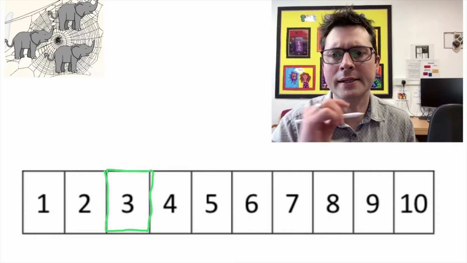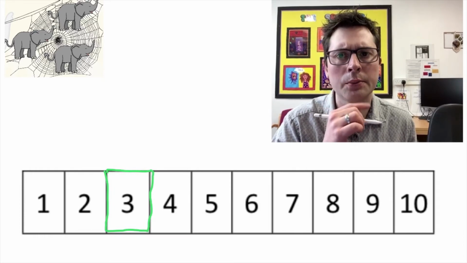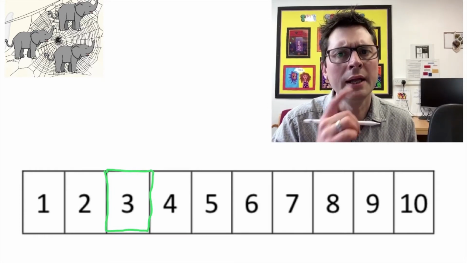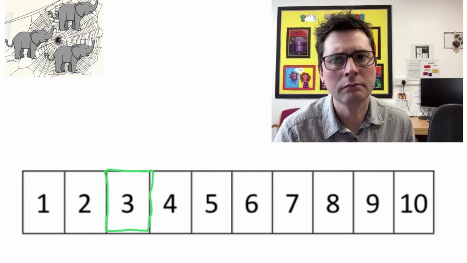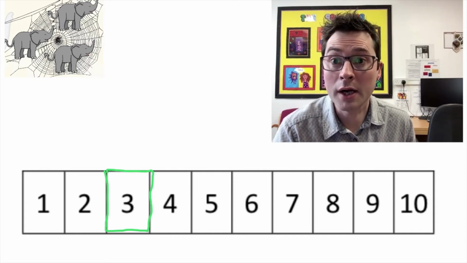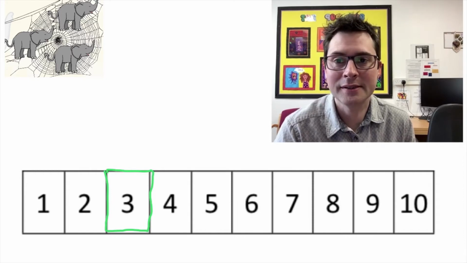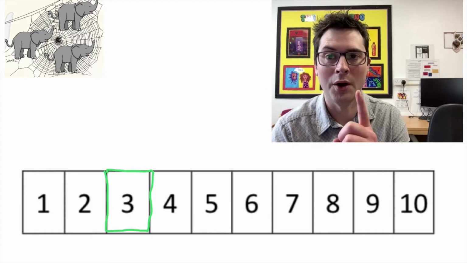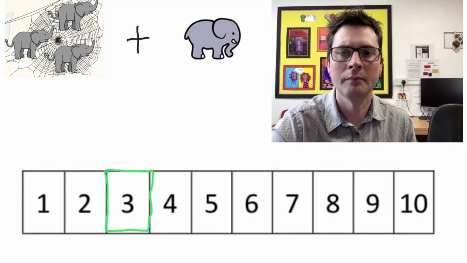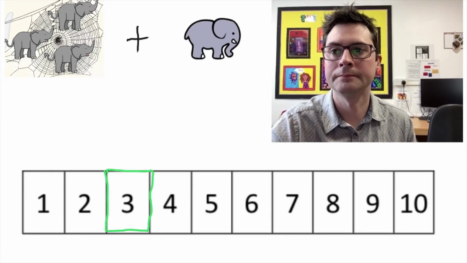So there is the numeral 3. Now what happened in the story? That's right, 3 elephants and one more came along. The number of elephants on the spider web increased by 1. 3 plus 1.